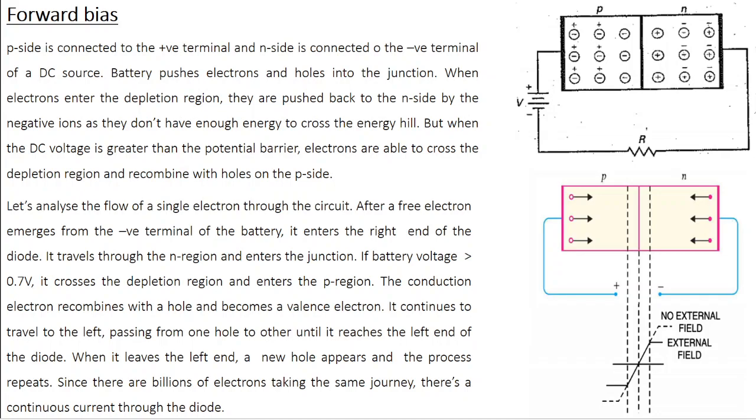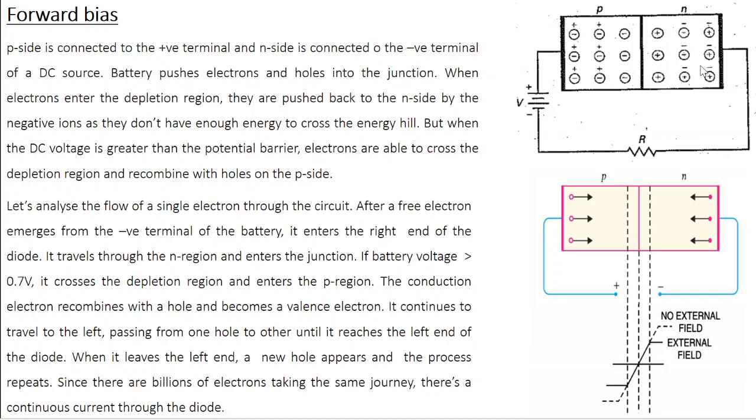Both electrons and holes move across the p-n junction, but for now, let's talk only about the flow of electrons in the circuit. So for ease of analysis, let's look at the flow of a single electron through the circuit. You have a negative terminal of the battery from which the free electron emerges. It travels through the external circuit and reaches the left end of the diode. It enters the N side.